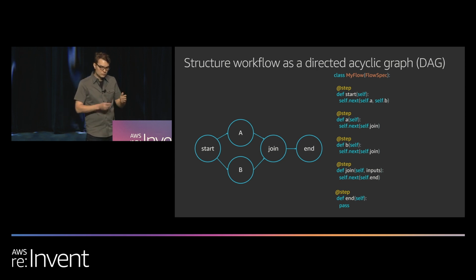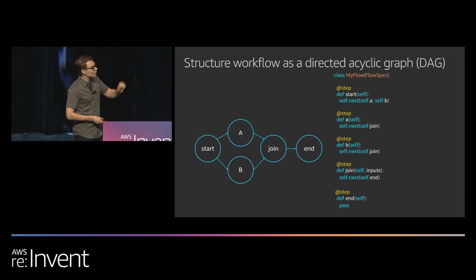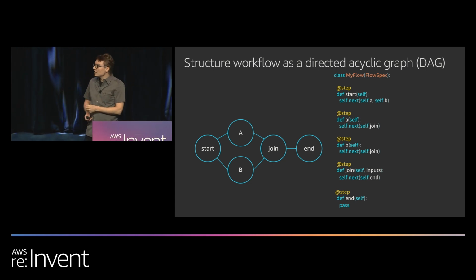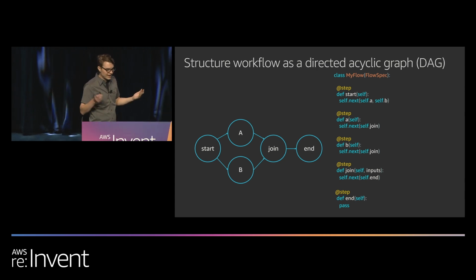And now the edges of the graph become these self.next transitions. And now if you look carefully, you can see that the code that we have on the right-hand side fully describes the DAG that we have on the left-hand side. So we have the nodes and we have the transitions. So that's the DAG.